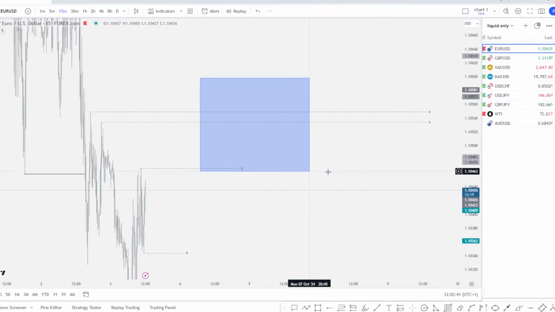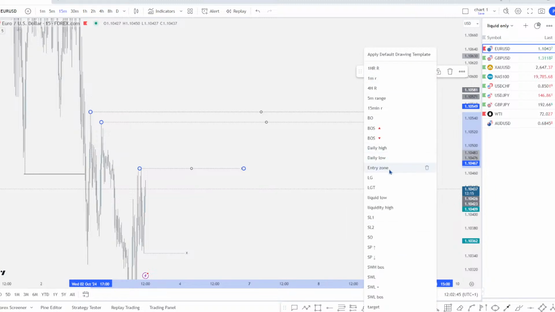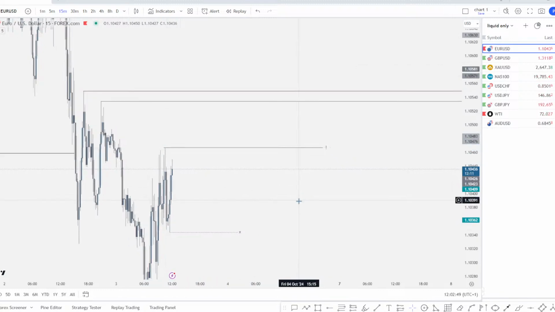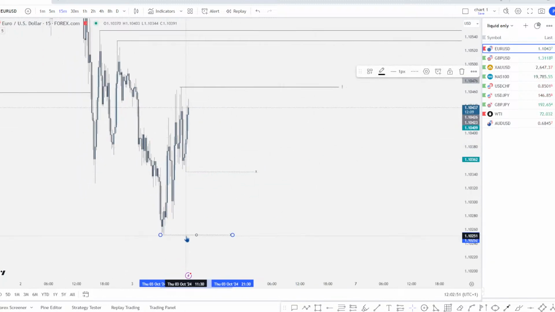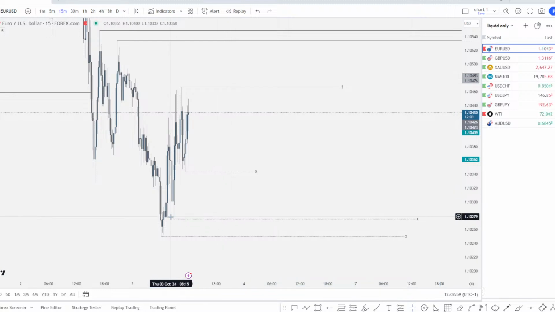Actually, I need to change these. These aren't liquid points. They are liquid points, sorry, but they're entry zones rather than targets. Target here, and target here.